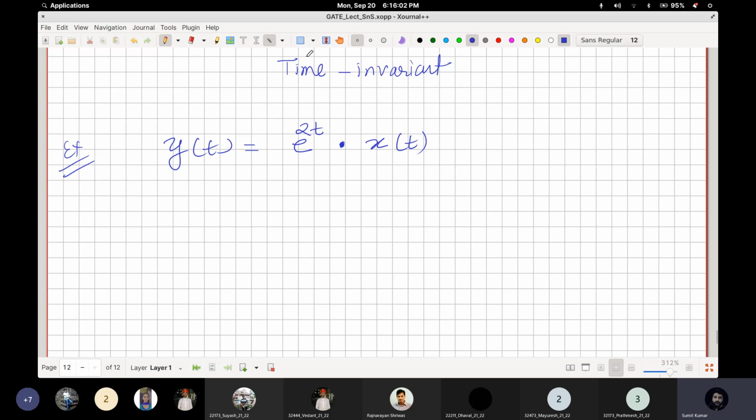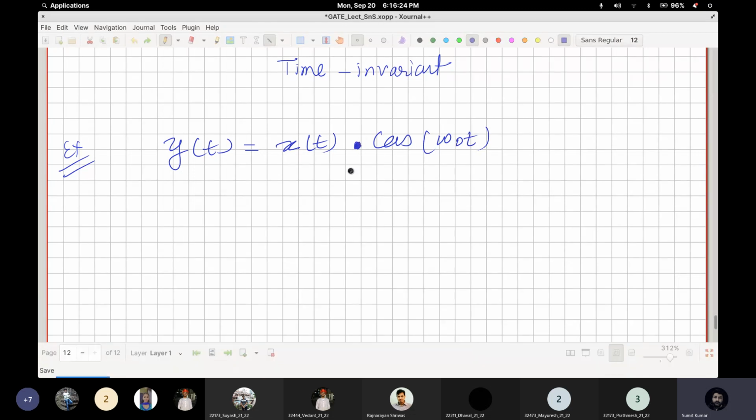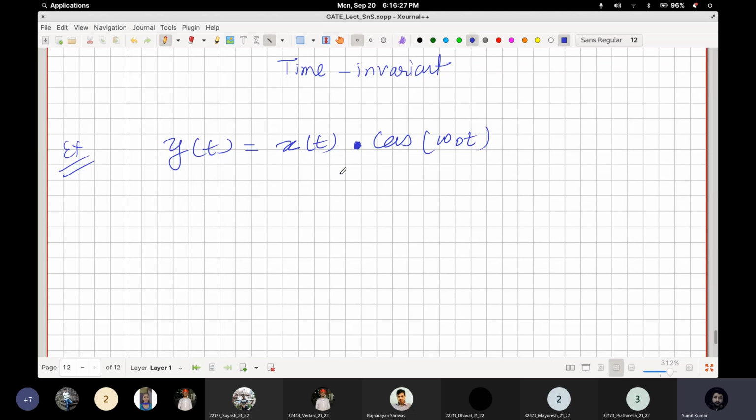Instead of e to the power 2t, let me take the system that you have already seen. Let me make this DSB-SC only. x of t times cos omega naught t. It's the same thing, same difference, but so that you understand, this is the system that you have studied in quite detail. So y of t is equal to x of t times cos omega naught t. Tell me whether this system is time invariant or variant.